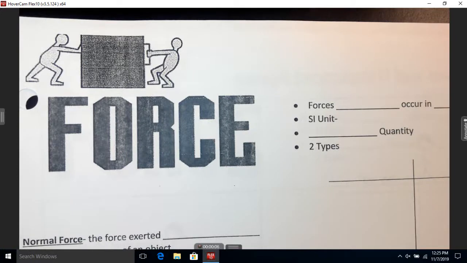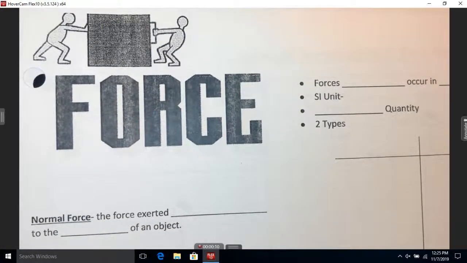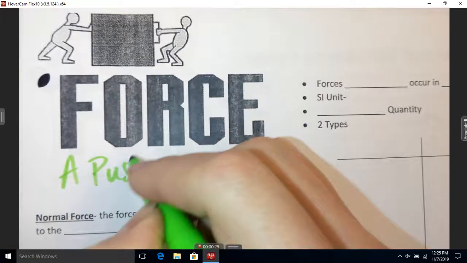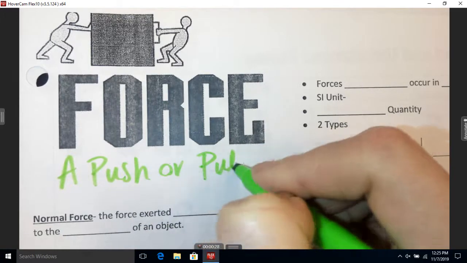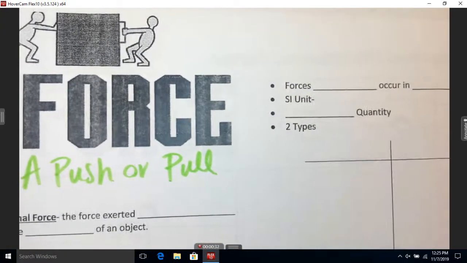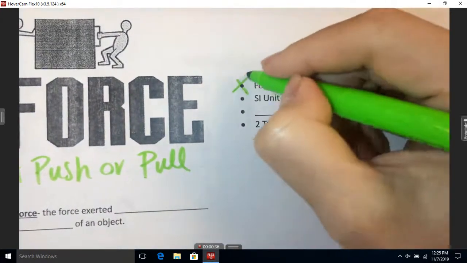Okay, do y'all know what a force is? Do you know the definition for force? It is a push or pull. Okay, the most important thing that we have to know is this first one right here.